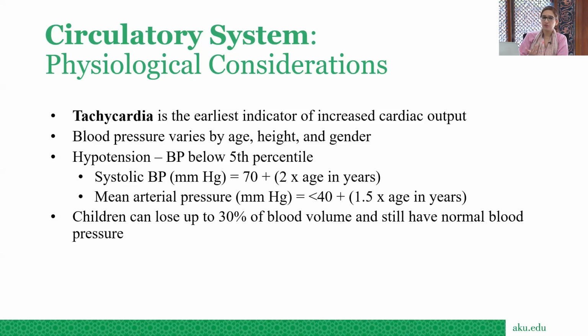A good formula for hypotension, the systolic blood pressure, equals 70 plus 2 times age in years. This is for somebody who's 2 years and over. And then mean arterial pressure is less than 40 plus 1.5 times age, but a good one to remember is 70 plus 2 times years. Children can lose up to 30% of blood volume, still have normal blood pressures, and not go into hypotension.